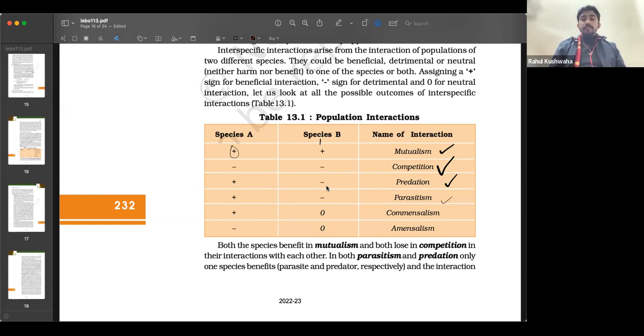Another thing is, for parasitism to happen, the parasite has to always be smaller than the host. Whether it is living on the body or inside the body, if it is bigger than the host, it cannot live, right? The parasite, the species which is at benefit, is smaller in size. Most of the time it is a microbe. Whereas in predation, the species which is at benefit is always larger and stronger. That's the major difference. Great. So that's the difference.